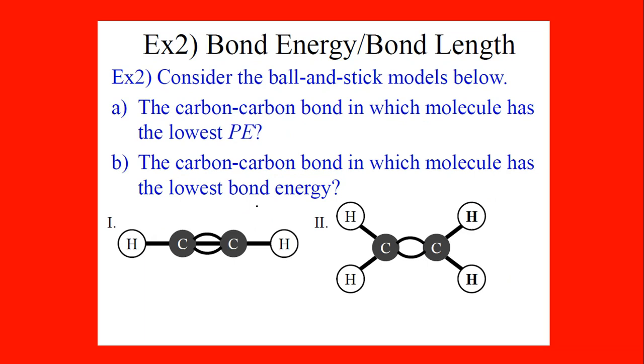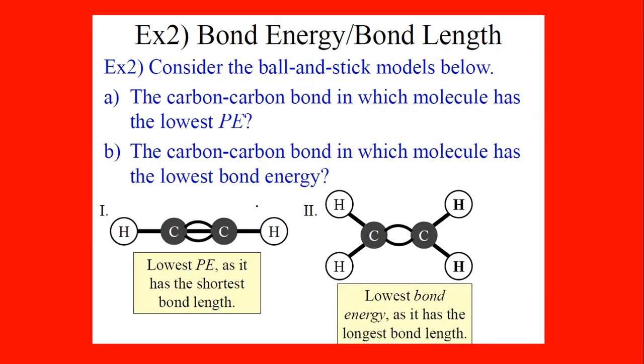Okay, and then here's just another look at it, a ball and stick model. Look at all these crazy models. And again, which one has the lowest potential energy? Well, you have a double bond holding those carbons together. See those two curved lines on the right? And a triple bond holding the carbons together on the left. You see the two curved lines and the straight line holding the carbon together.